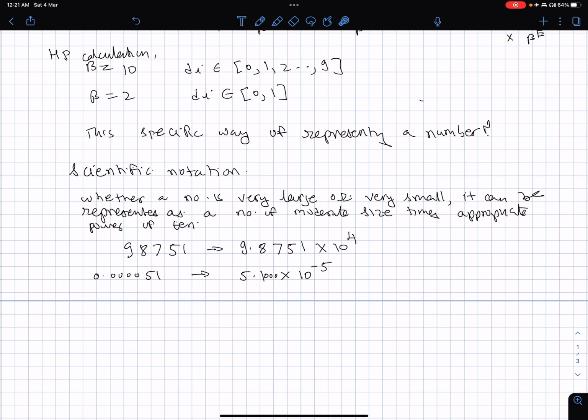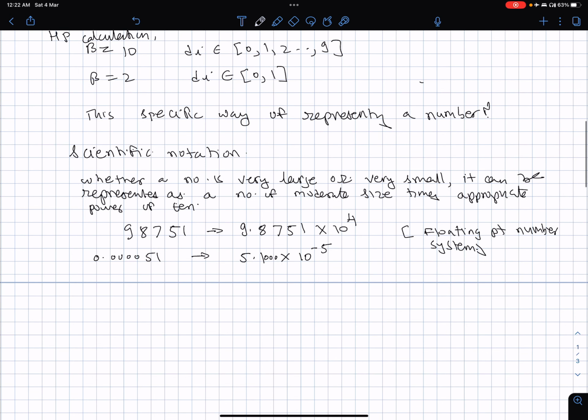Now, because the point is floating, you could have 51 times 10 to the power minus 4, or 98 times 10 to the power 3, or whatever. Or you could have 0.9 times 10 to the power 5, or 0.5 shifted here and 10 to the power 6. Because the decimal point is floating, such numbers are called floating point number system.